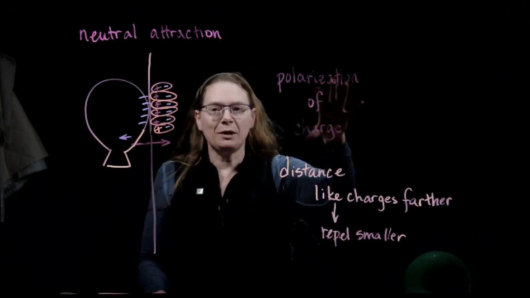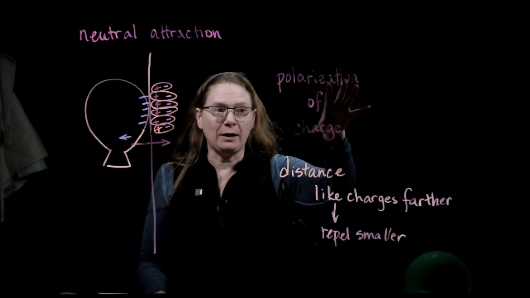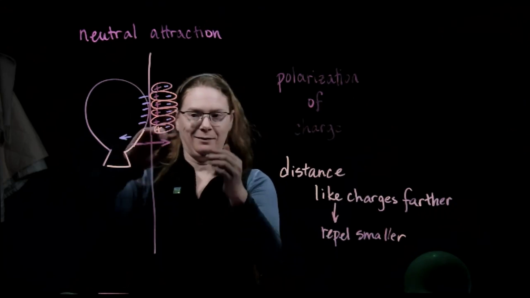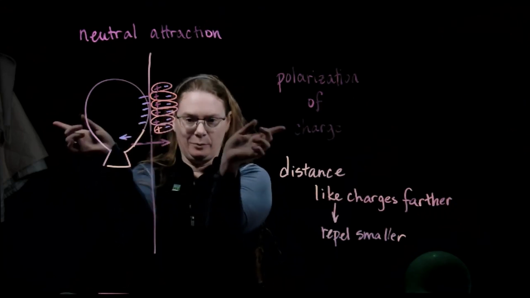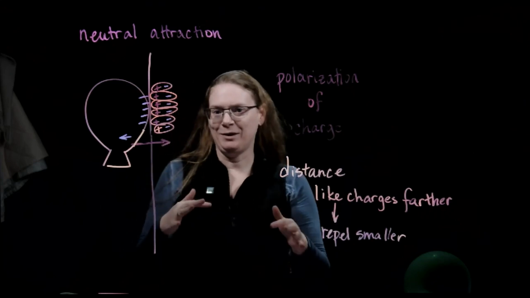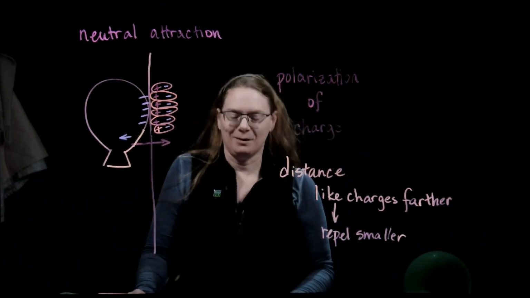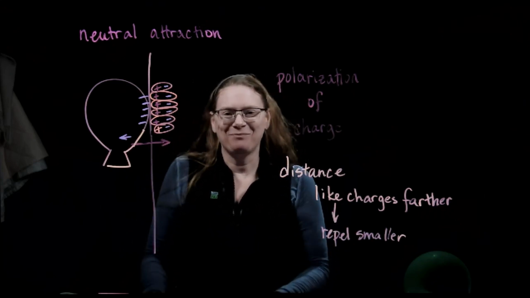Don't just stop here. If you're explaining neutral attraction, don't just stop with polarization, because that alone doesn't explain anything. I still have an attraction and a repulsion. You have to explain the other piece, which is the distance, giving us a larger attraction and a smaller repulsion. So there you go. Hope this was helpful.